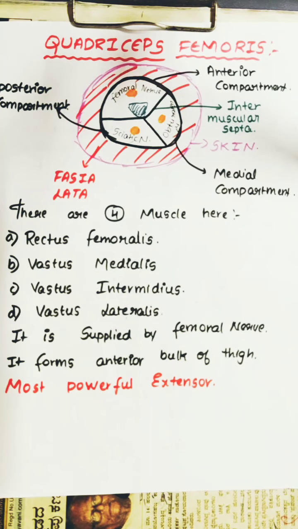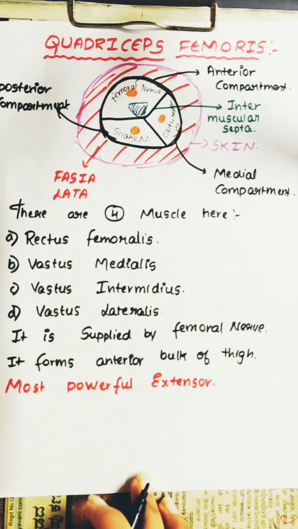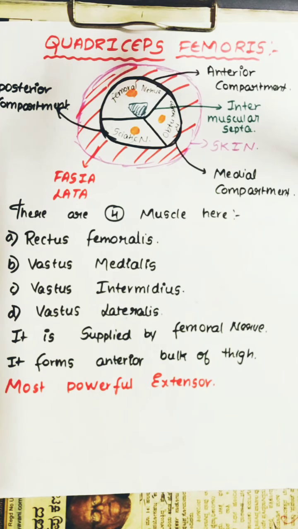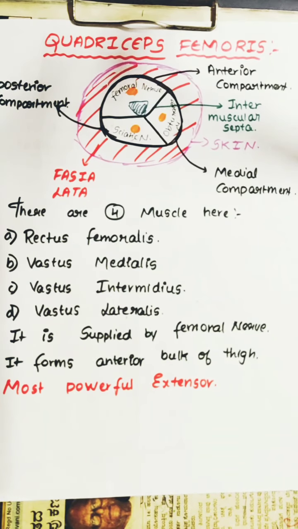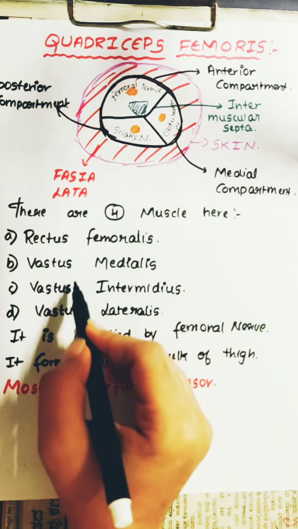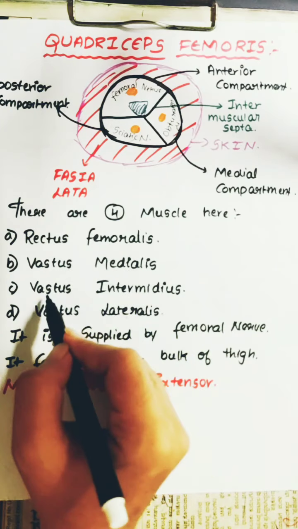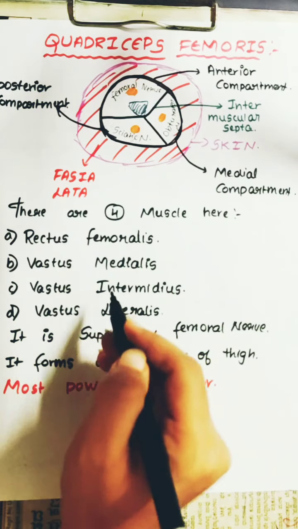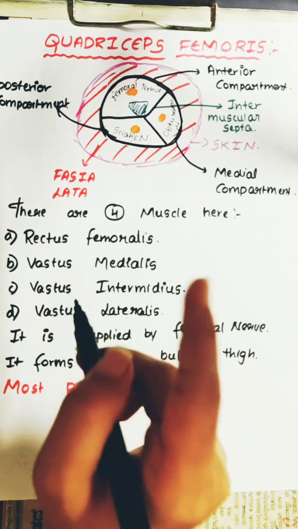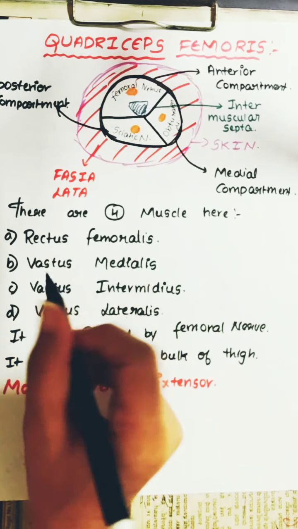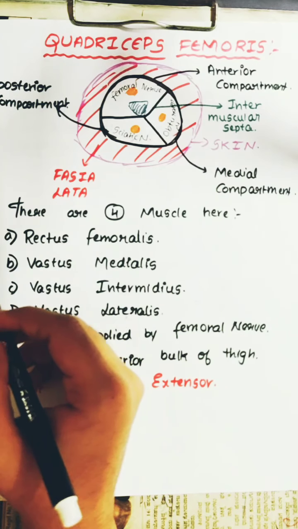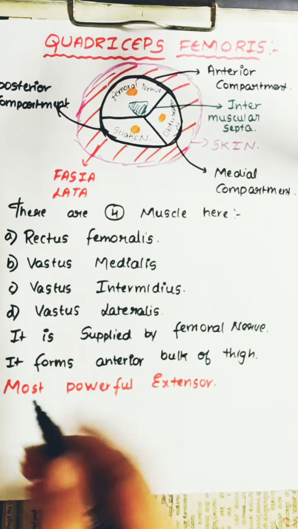As you can see, the nerve supply is the femoral nerve. And what does it help for? It helps for the contraction of the knee against gravity, which is important for sitting or squatting position. It is also known as the great extensor of the knee joint. A point to be noted: these three muscles, vastus medialis, vastus intermedius, vastus lateralis, cross only one joint, that is the knee joint, whereas the rectus femoris is a muscle which crosses two joints, that is the hip joint as well as the knee joint.